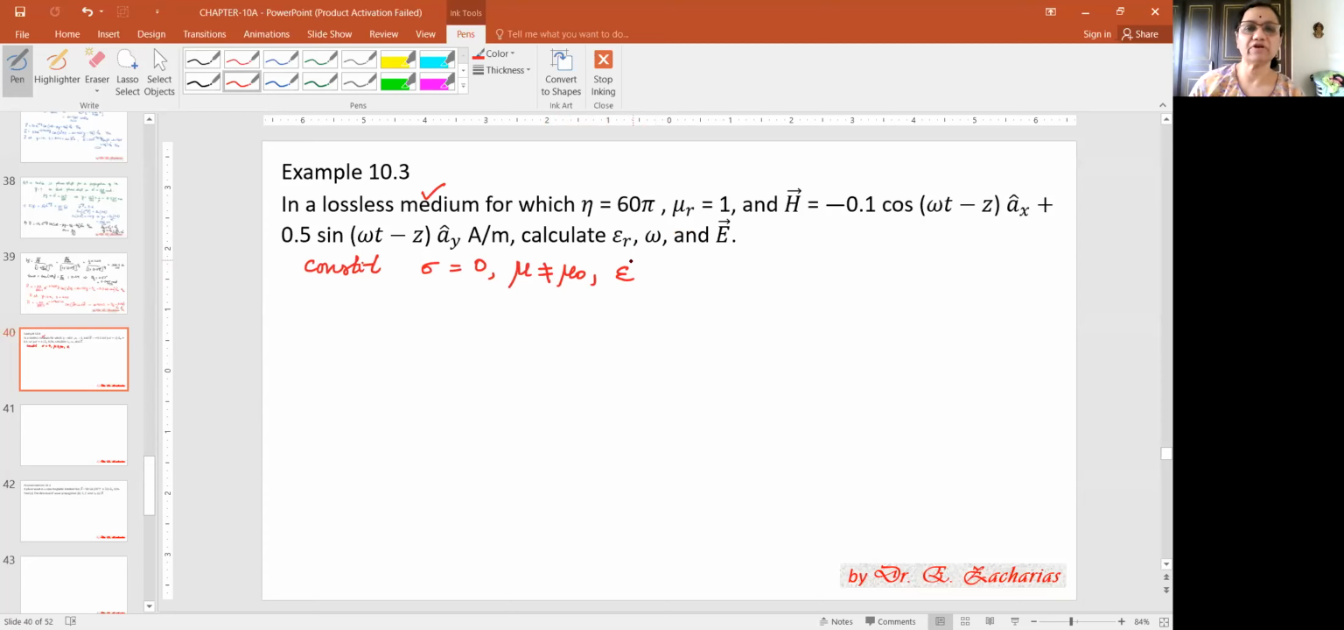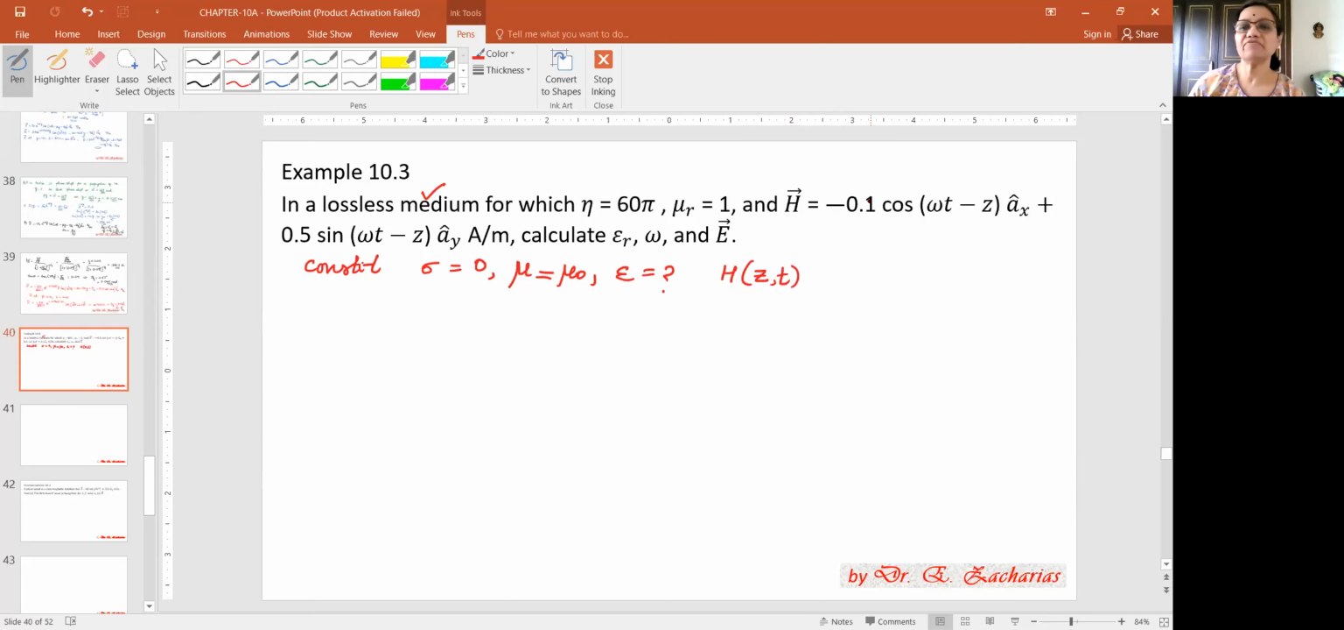There's no information given. And then, I'm sorry, here what it says is mu r equal to 1. If mu r is equal to 1, that just means that mu equals mu naught. And then of course, epsilon, you don't know. And what else is given? H is given. And you can see that H is a function of Z comma time.